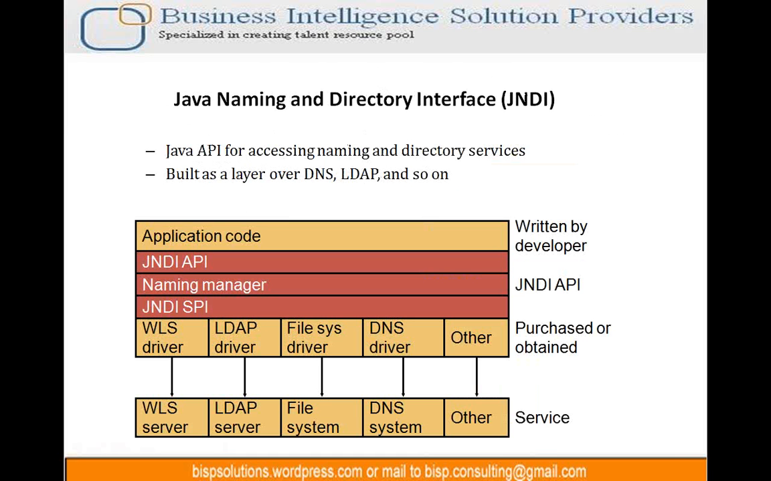And JNDI, Java Naming and Directory Interface. Again, this is one of the services used within the application server. It's purely a Java standard, built on the Java API for accessing naming and directory services, and built as a layer over DNS, LDAP, and so on. This is to make sure you have a naming and directory interface to get a certain tree-level structure residing on the servers.